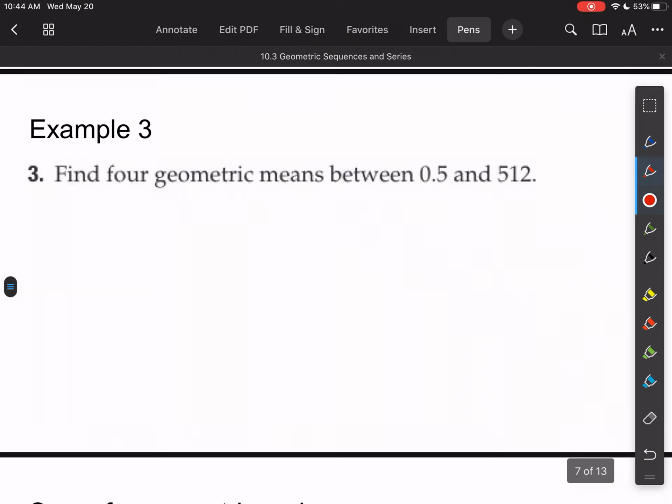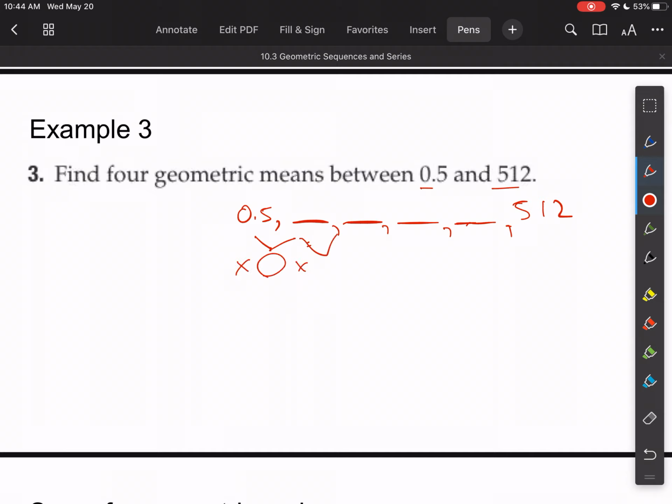So in example 3, they tell us to find the 4 geometric means between 0.5 and 512. So let's just get a visual of that. We have 0.5, then we have 4 gaps in between, and then we have 512. So we're trying to find those missing pieces in the sequence. But in order to do that, we need to know what r is, right? Because in a geometric sequence, just to review, we're multiplying the previous term by some common number each time. So this constant thing is being multiplied every single time to get the next number. We got to find what r is.